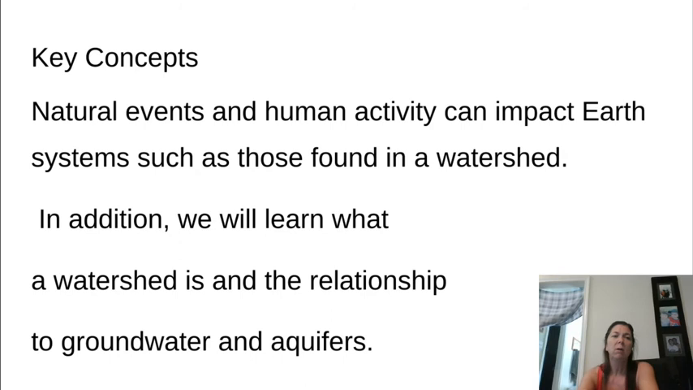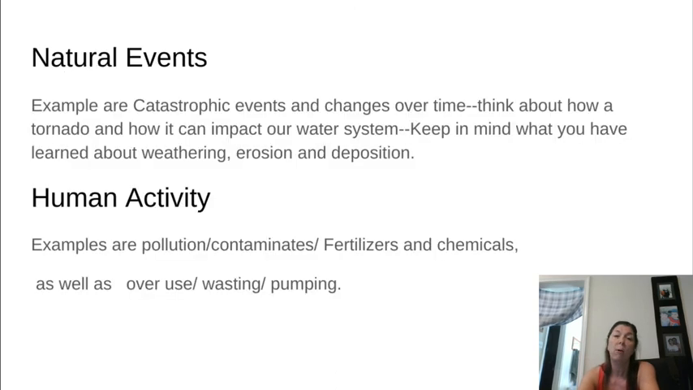And so this week we're going to focus on how natural events and human activity can impact Earth systems such as found in a watershed. So in addition to that, we're going to talk about, well, what is a watershed? And we'll look at the relationship to groundwater and aquifers. All right, so natural events, just for keeping this in the back of your head as we're looking at this little PowerPoint, examples are catastrophic events and changes over time naturally.